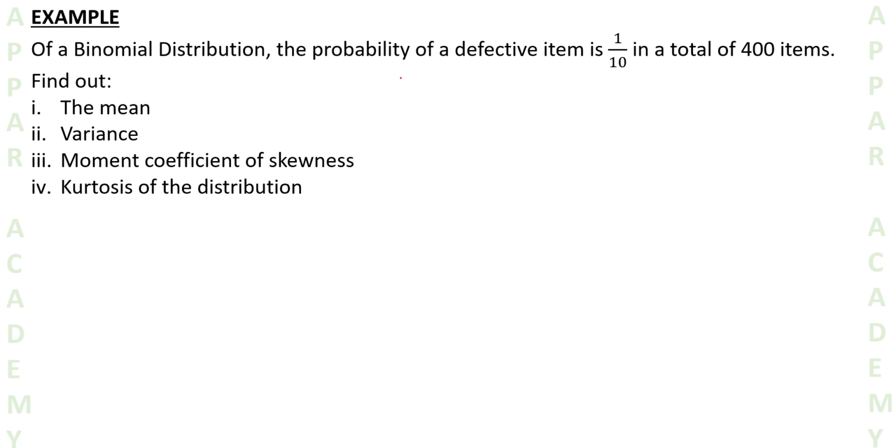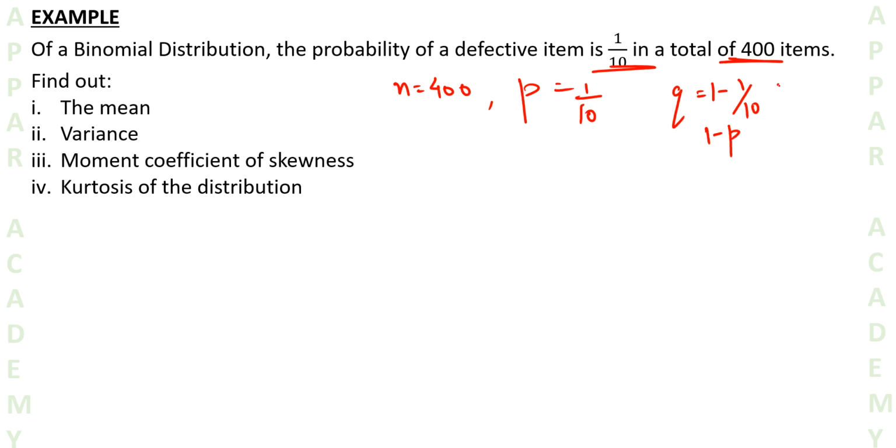We can first of all simply say that n is equal to 400. This is the first parameter for binomial distribution, we all know. Second parameter is about the probability of success, that is clearly 1 by 10. Now if p is 1 by 10, then q is simply 1 minus 1 by 10, because q is equal to 1 minus p, which is equal to 9 by 10. So now we have got all our required values. Now let's start solving the question.